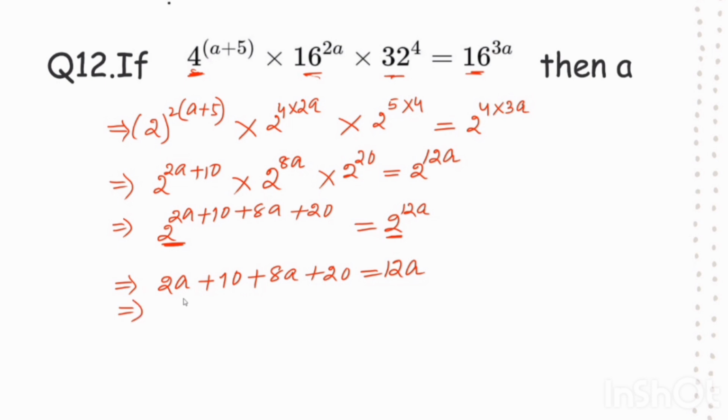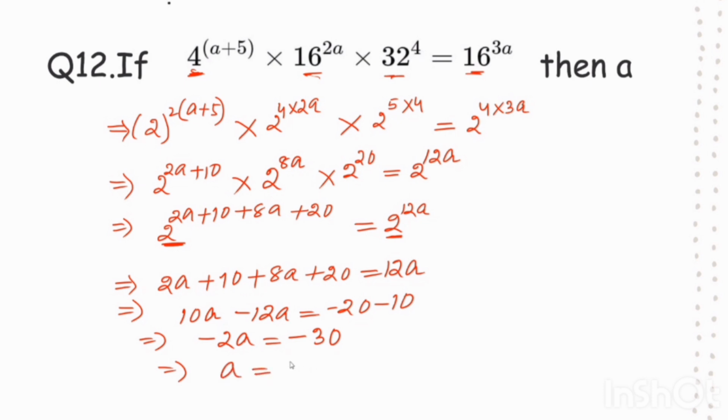Now we can solve. 2a plus 8a is 10a. Now 10a minus 12a, that is negative 2a. Here 10 plus 20 is 30, which implies that negative 2a equals negative 30, which implies that a equals negative 30 upon negative 2, which implies that a equals 15 is the answer.